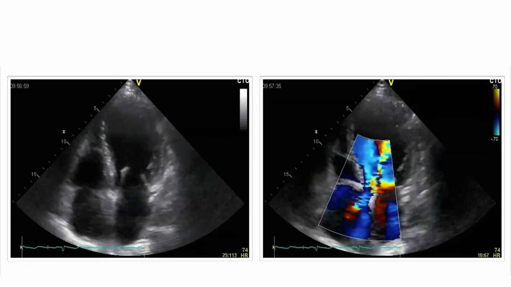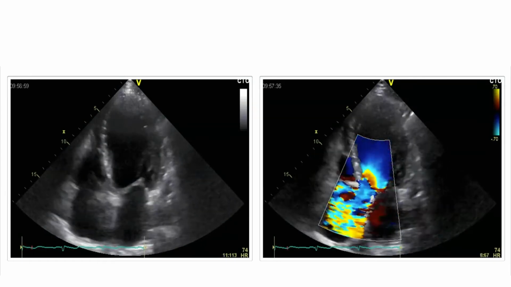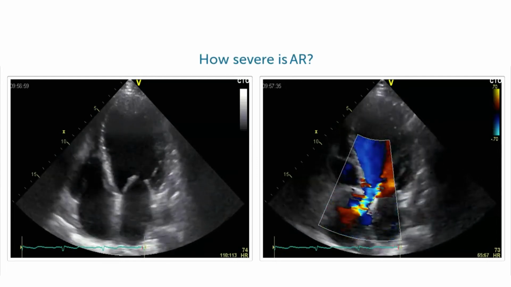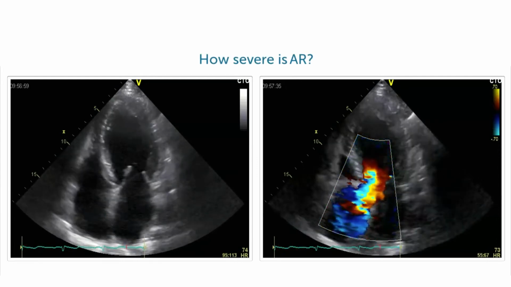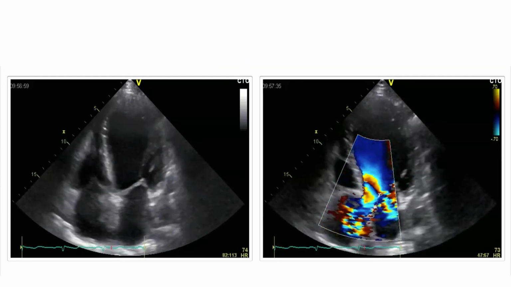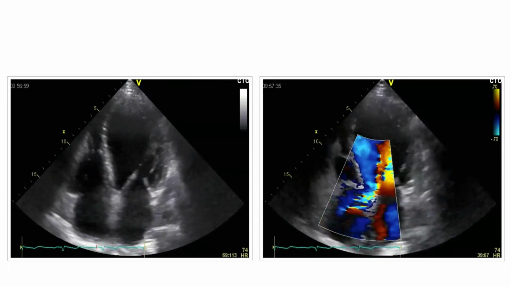Now let's take a look at the apical views. The next question will be, how severe is AR? Let's look at it again from the 5-chamber view. What do you think, Anna?